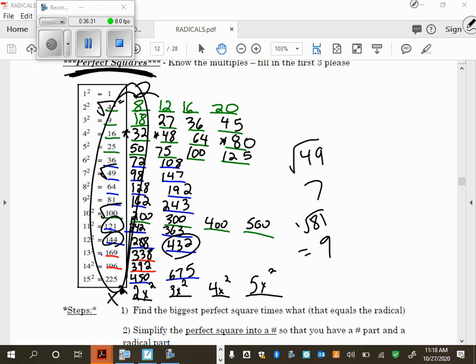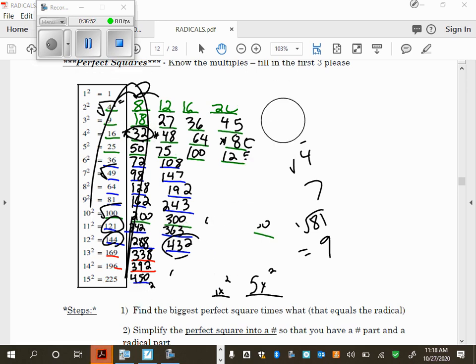You also need to choose the biggest one. When you see 32, you need to know it's 16 times 2. You don't want to use 4 times 8, because 4 isn't the biggest. 16 is the biggest perfect square. Okay, and we'll talk about all those different rules.